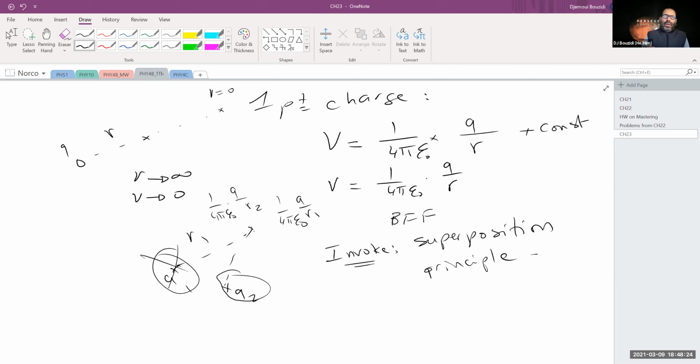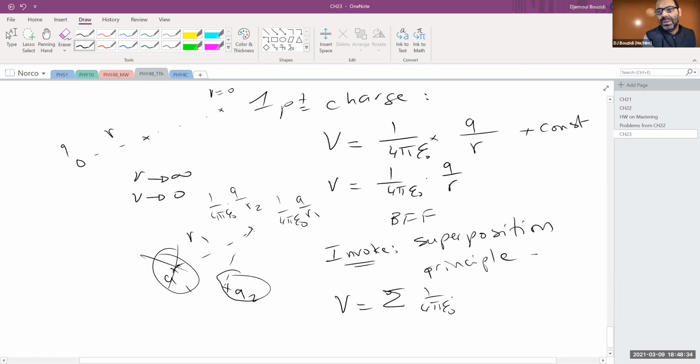Now, since I know the potential for one and the potential for the other, by superposition, the potential in this case is going to be just the sum of the different potentials, 1 over 4 pi epsilon naught times the different q's over the different distances from some origin. So this is calculated at some point in space.